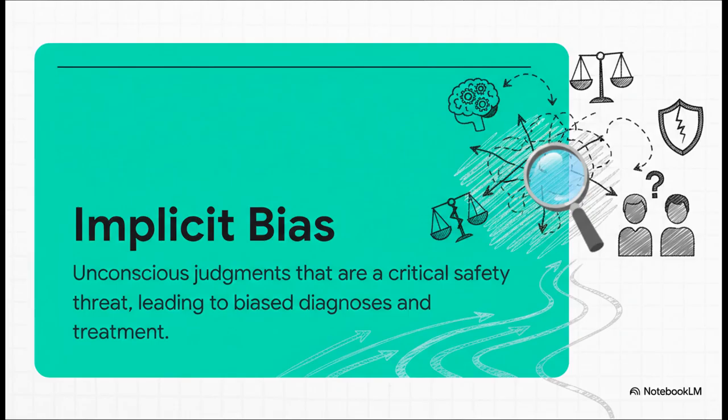And the biggest reason for the shift is the very real danger of implicit bias. Look, these are just unconscious shortcuts our brains make. It's not about being a bad person, it's just how our brains are wired to handle a ton of information. But in healthcare, those shortcuts can be a massive threat to patient safety. They can lead us to make biased decisions or give lower quality care without even realizing we're doing it.